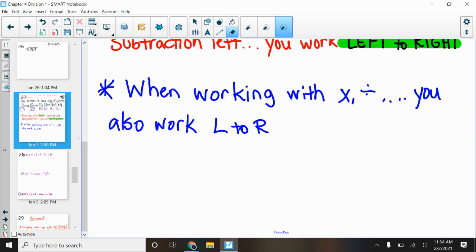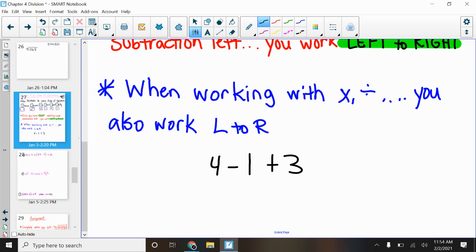So here's what it means. Let's say you have a problem. I'm going to give you a baby PEMDAS problem. Let's do this: 4 minus 1 plus 3. This is what I call a baby PEMDAS problem, okay? Inside that problem, I see 2 math operations. I see some subtraction, and I also see some addition. So the question is, how do I know what I do first?